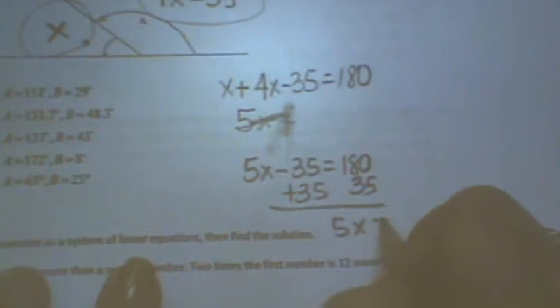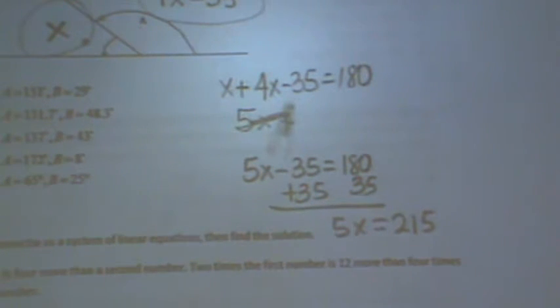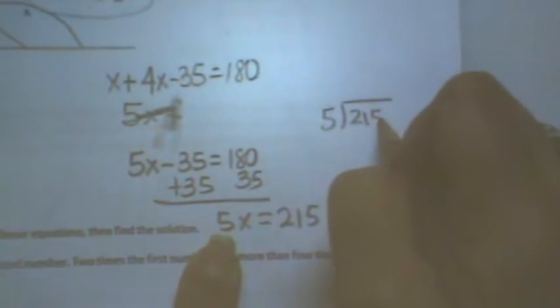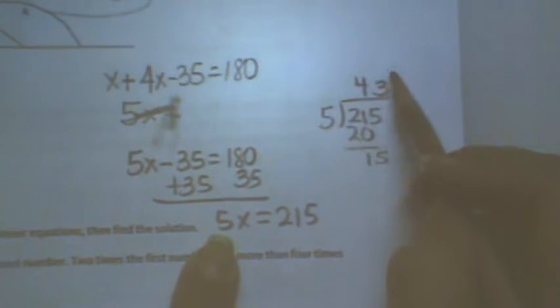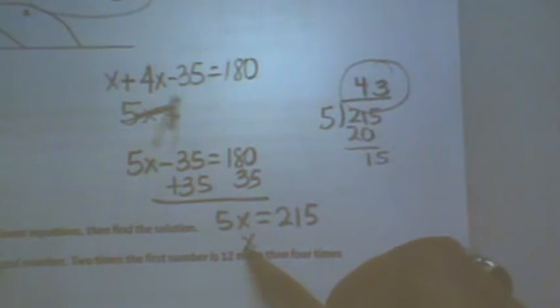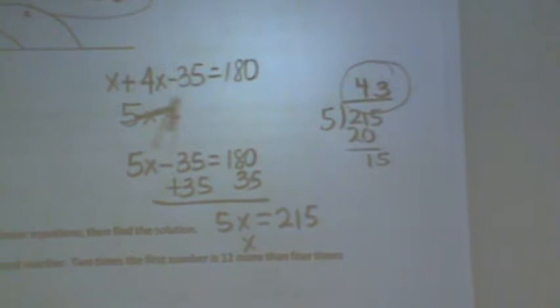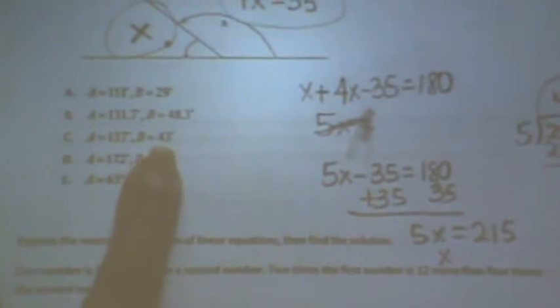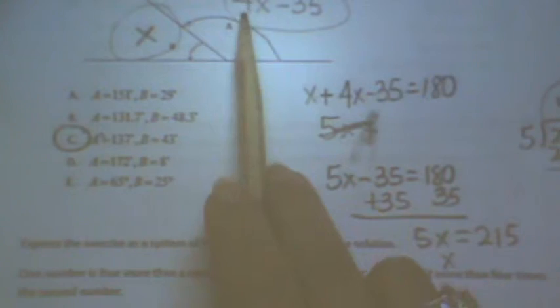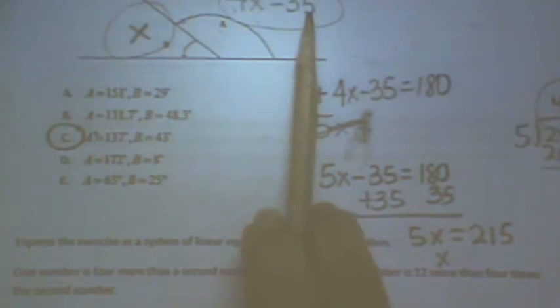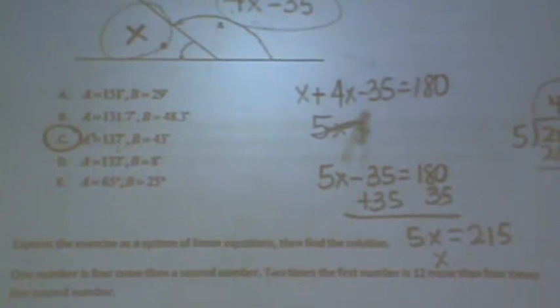So 5x equals 215. If I divide 215 by 5, 5 goes into 21 4 times, with 5 times 3 is 15. So 43 degrees is x, and x represented angle B. So the only answer is C, because that's the only one that has 43 for x, and that's our angle B. Now, if you wanted to verify that, you would plug in 4 times 43 and subtract 35 to get 137 for your angle A.